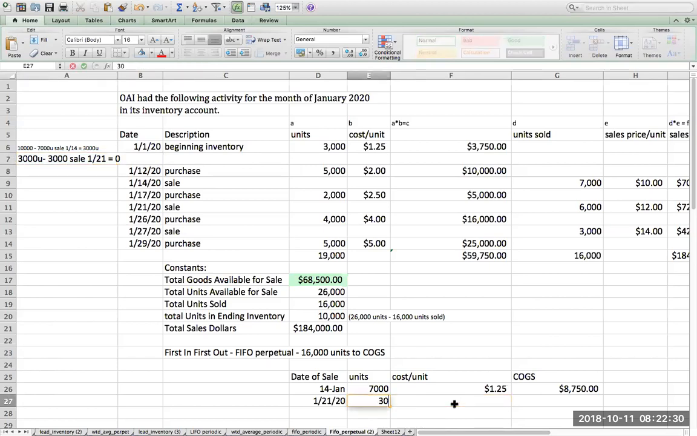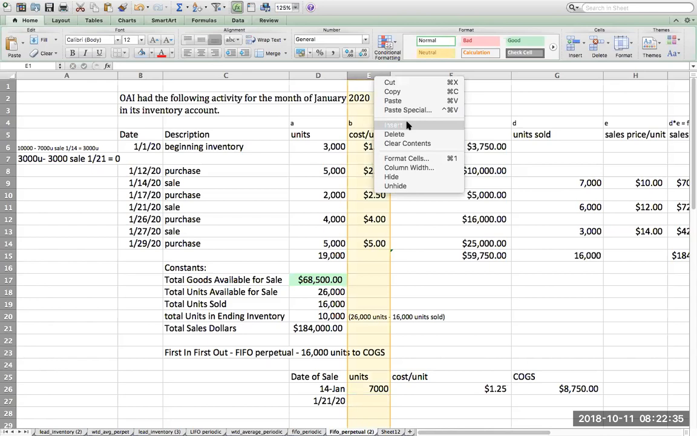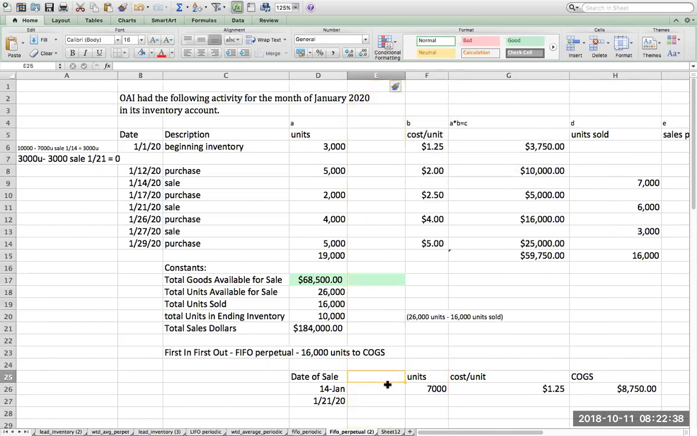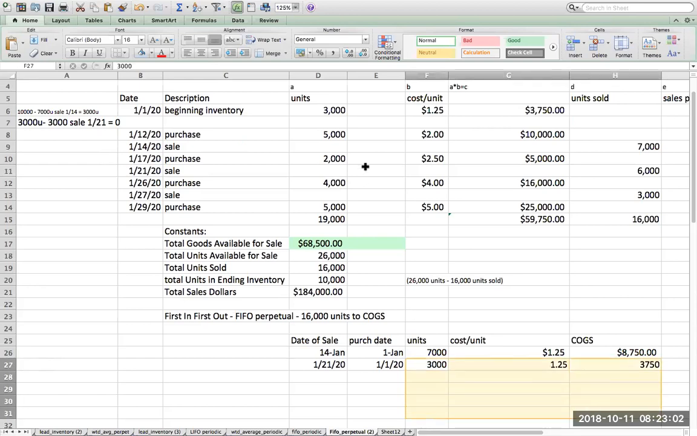So right over here, I've got 3,000. So I'm going to take 3,000 from my beginning inventory from January 1st, 2020 at a cost per unit of $1.25 for a total here of 3,750.